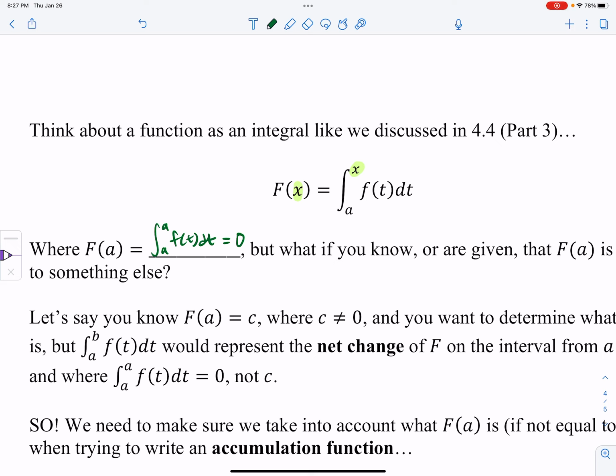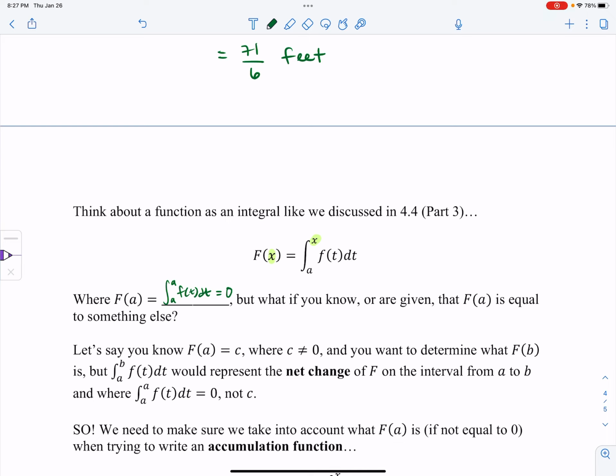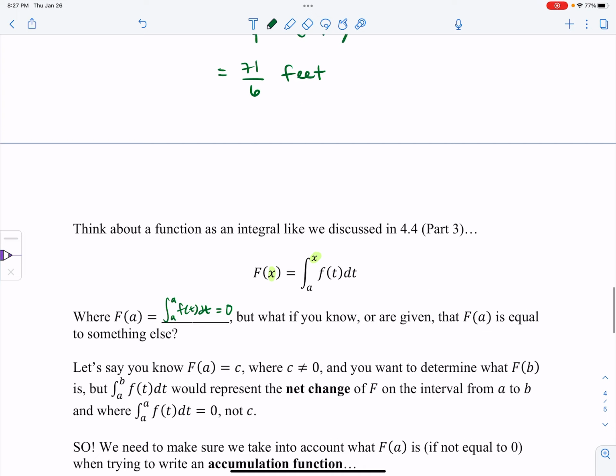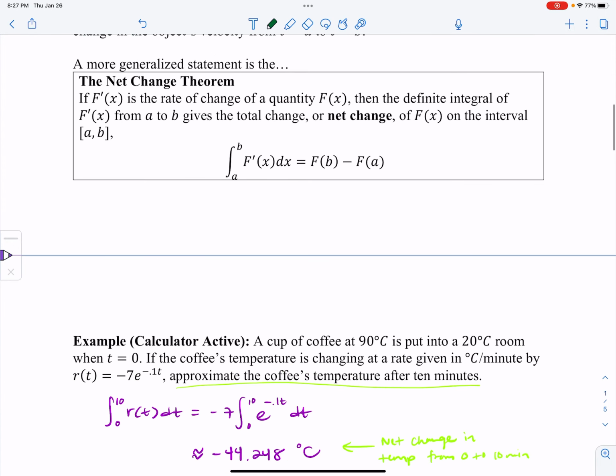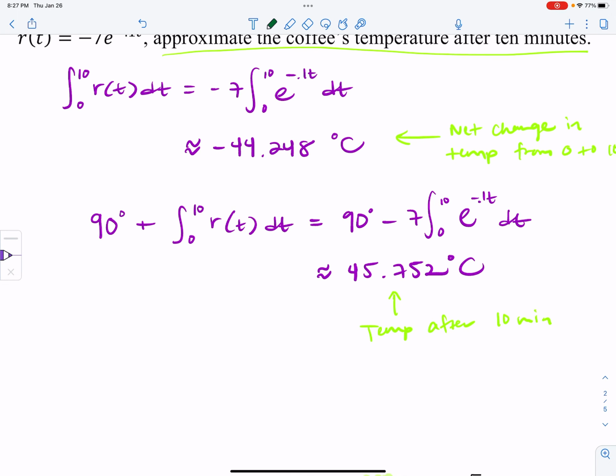So we had some problems. We had a couple problems, I think, where we ran into this issue. We didn't think about setting up the integral as its own function, but we did, but we had to take into account a starting value. The one that first comes to mind was the coffee, right? So at t equals 0, we were given that the coffee was 90 degrees. So we had to take into account that starting temperature and then add the net change.